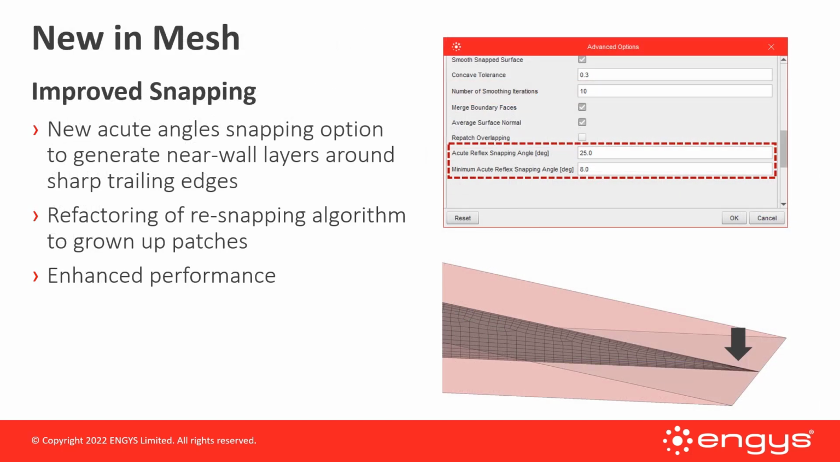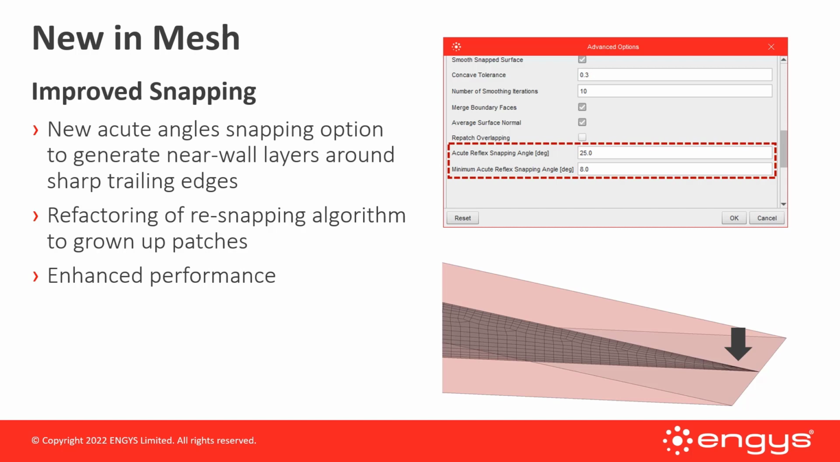Let's start with mesh. For more than 2 years, we have been putting a lot of effort into improving our mesh generator, in particular for the creation of low Reynolds grids. And in this context, the snapping stage, which represents one of the critical parts of the mesh generation process, is really key to determine the accuracy of the resulting mesh.